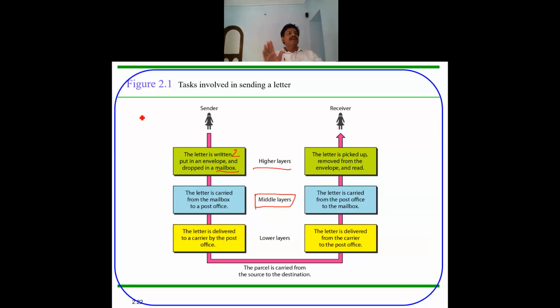The middle layer uses the services of the lower layer. The lower layer uses the services of the carrier. Whenever we are talking about the carrier, the lower layer utilizes the services of this carrier. Here, the letter is being carried from source to destination end. This is source and this is destination.